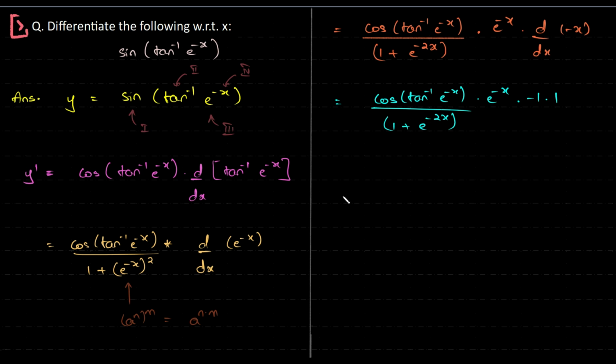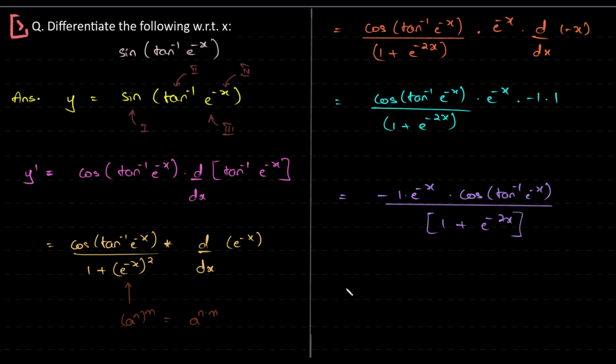So finally we can summarize the answer as minus 1 e to the power of minus x cos of tan inverse of e to the power of minus x, entire expression divided with 1 plus e to the power of minus 2x, right? So that would be your final expression.